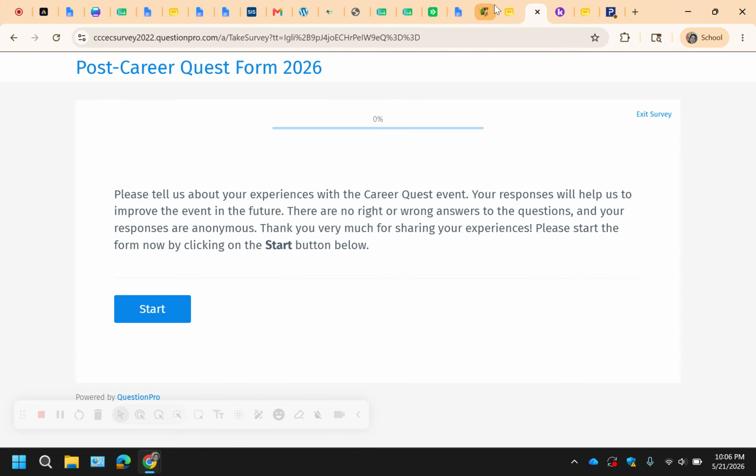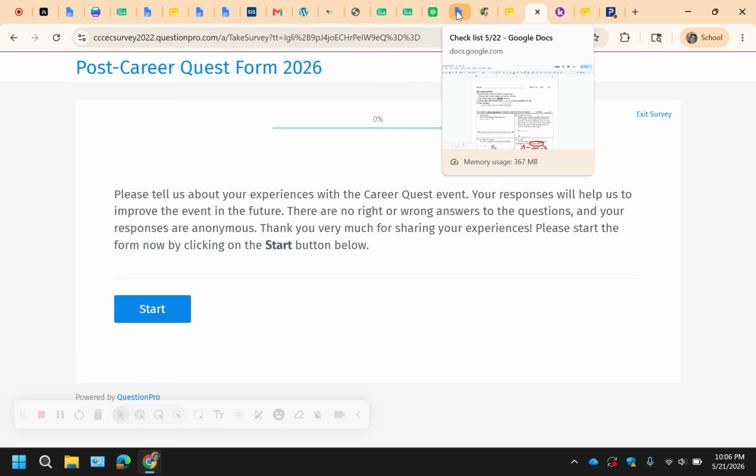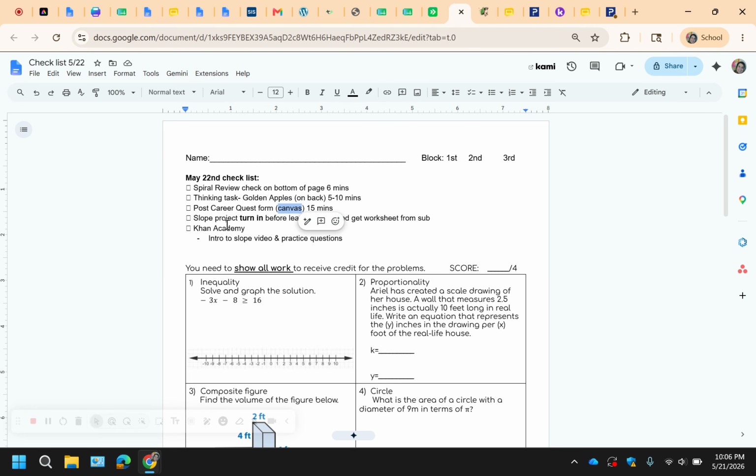Alright, then once you are done with that, you can get your slope project from the sub. All of the projects I collected yesterday were put into piles according to what class you were in. So as long as you put your name on it, you should be able to find it. Make sure you are then turning that in.